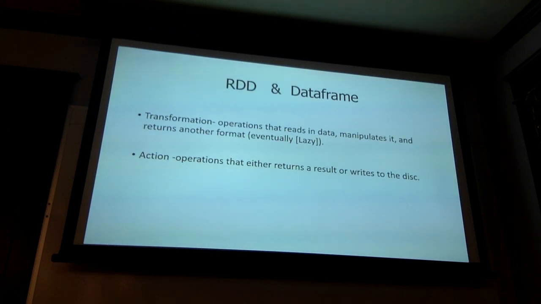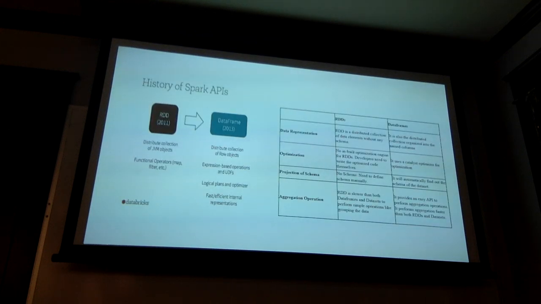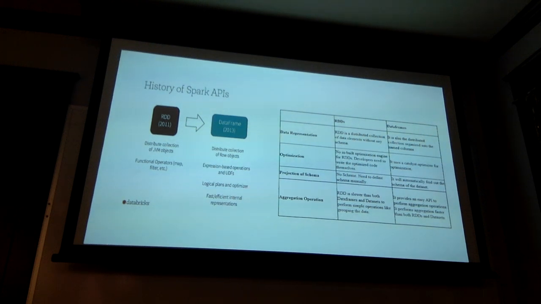So with the commonalities here with RDDs and DataFrames, they both have these two types of features. We have transformations and we have actions. We talked a little bit about that already. Transformations are operations that read in data, manipulate it, and return it in another format, which will eventually be presented to you later, which is the lazy evaluation part of it. Then you have actions. These are operations that either return the result or write it somewhere. And that's what actions are.